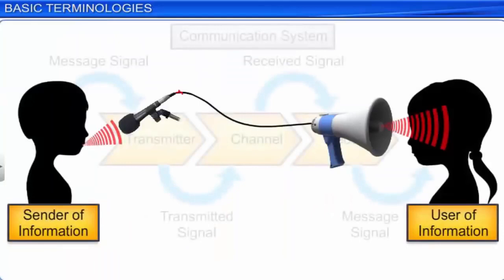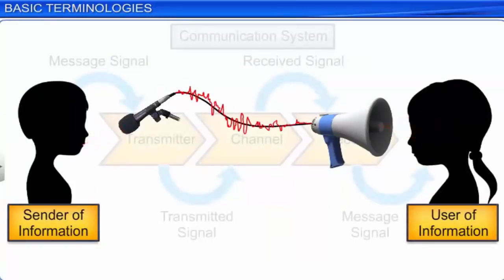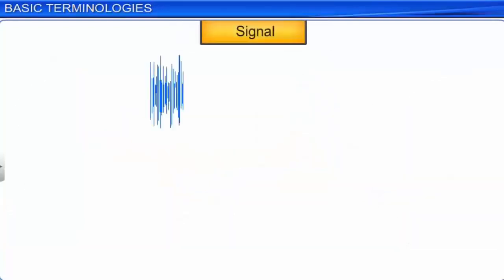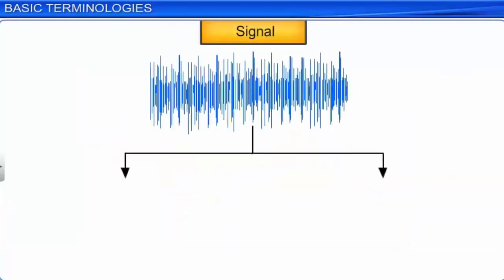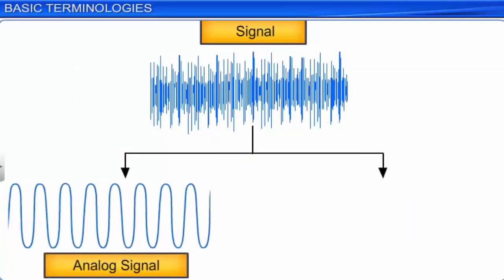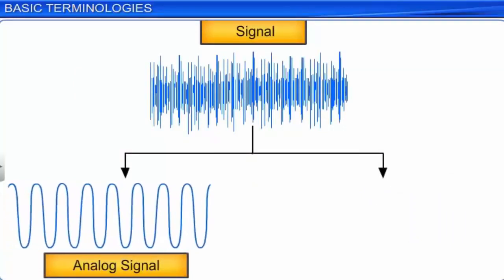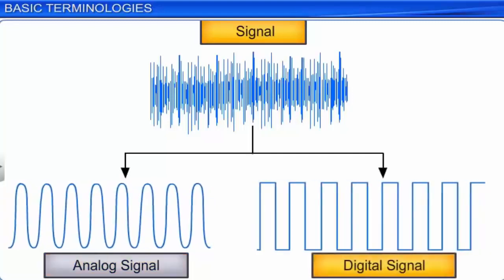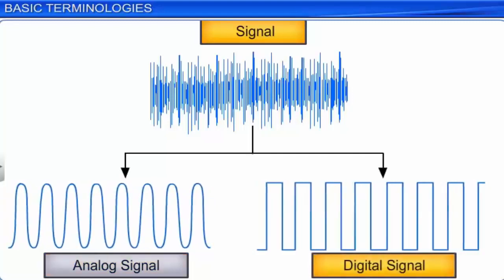Information is transmitted through a communication system in the form of a signal. Any information converted into electrical form suitable for transmission through a communication system is called a signal. A signal can be of two types: an analog signal, like the one that helps you watch programs on TV, or a digital signal that helps you type on your computer screen using a keyboard.